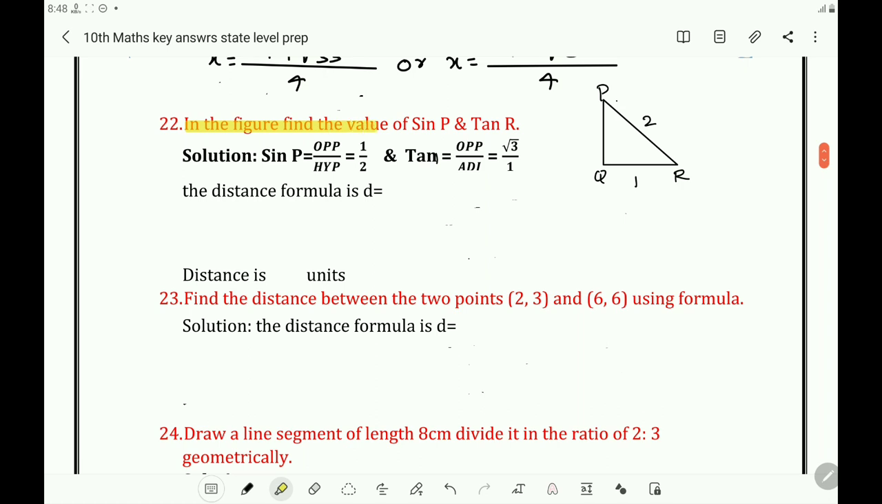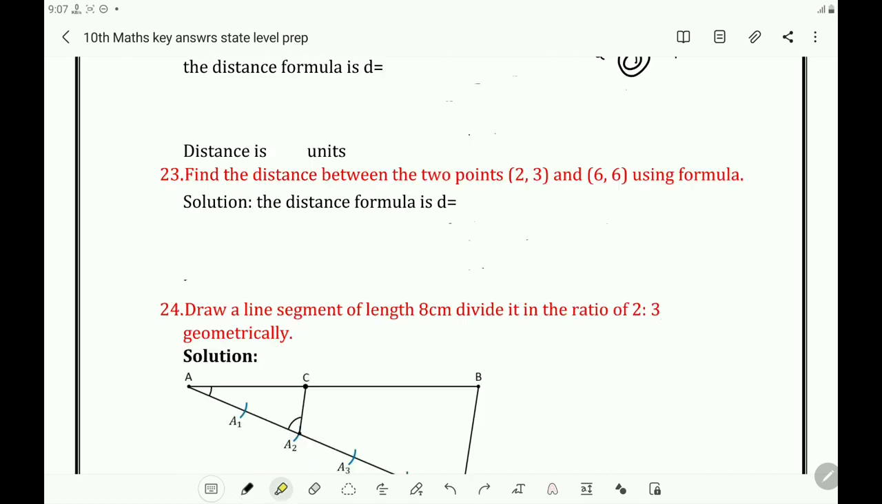In the figure, find the value of sin p and tan r. You know that sin p is equal to opposite side by hypotenuse. For sin p, the opposite side is 1 and hypotenuse is 2, so it is 1 by 2. And also for tan r, tan is opposite side by adjacent side. For r the opposite side is root 3 and adjacent side is 1, so it is root 3 by 1.